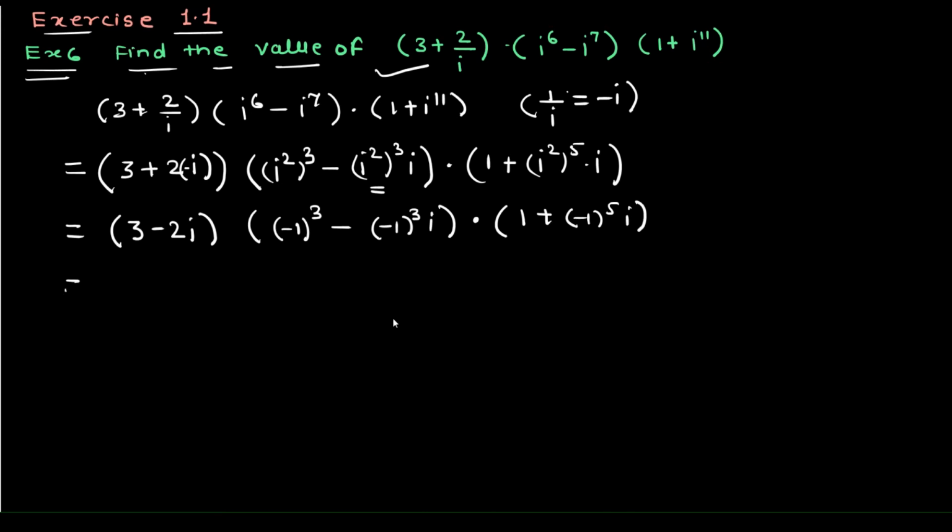So for that we get 3 minus 2i as it is in that bracket, minus 1 whole cube, which equals minus 1. Now i cubed, minus 1 cubed is equal to minus 1 into i, that is minus i, and minus of minus i will be plus i. Then in the next bracket 1 as it is, then i to the power 5 is equal to minus 1, and minus 1 into i is equal to minus i.